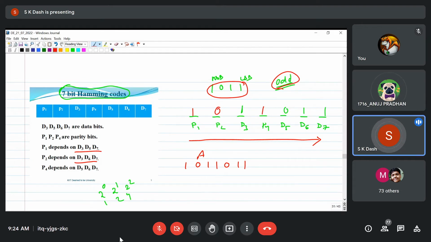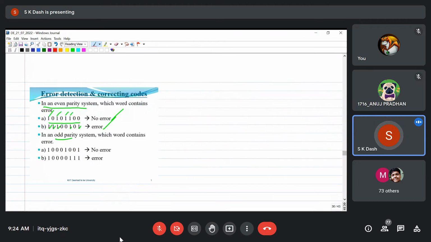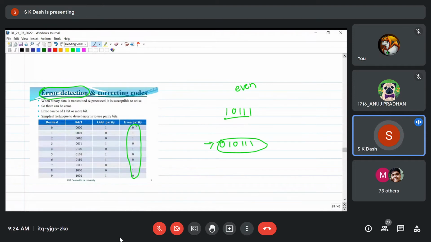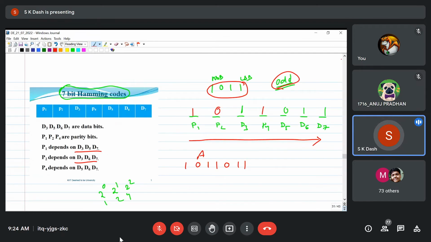Just one thing here. Previously we constructed this message, the message signal, and we found the parity here. We only added one parity bit, so with the help of that, we are only able to detect the error. We are unable to correct it because we are unable to find out the position in which the error is there.